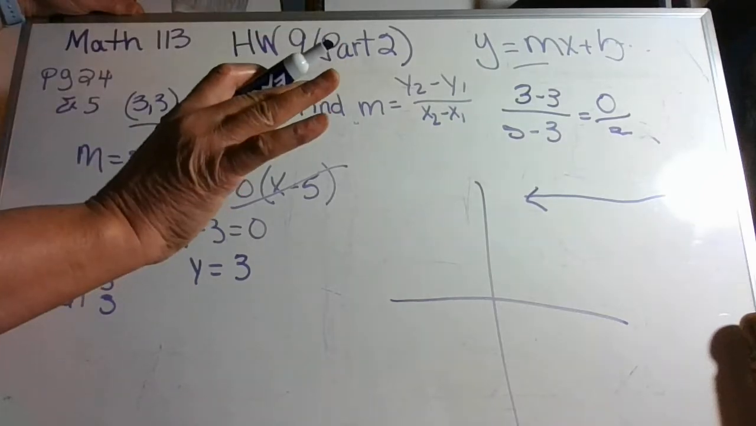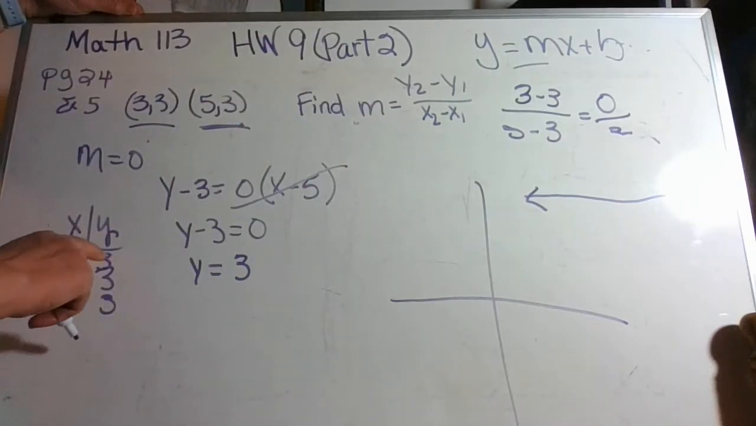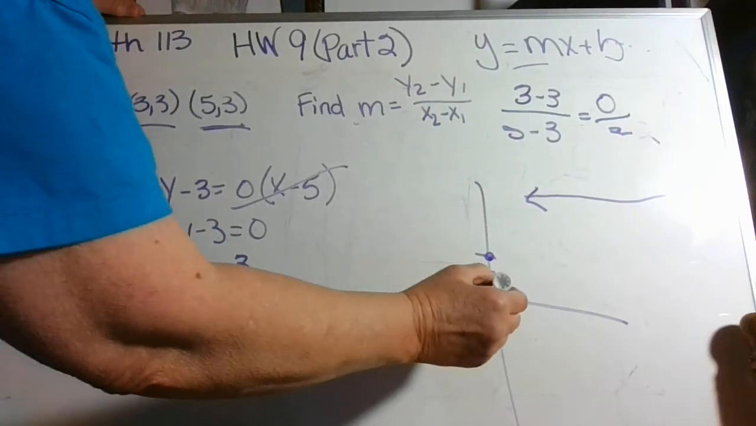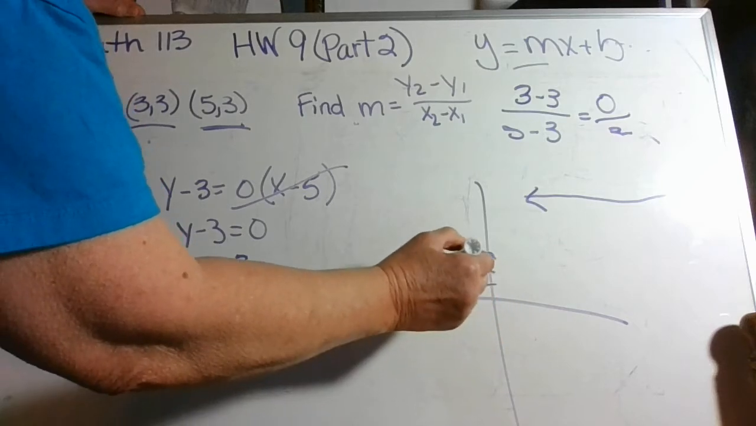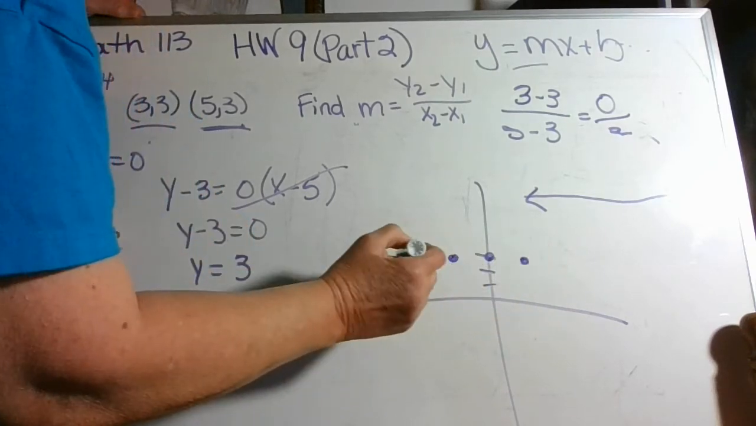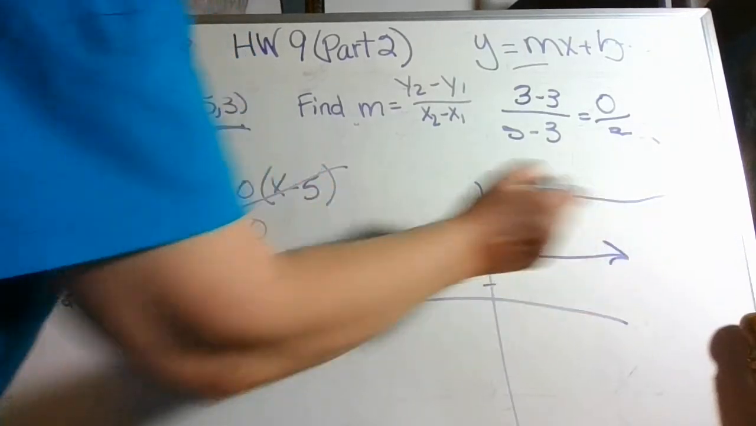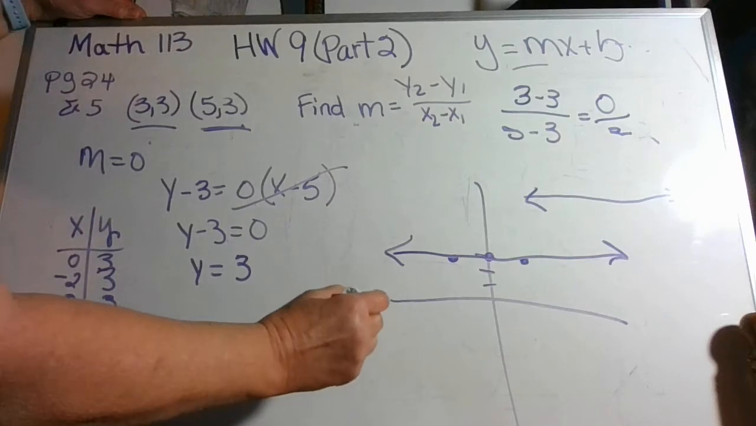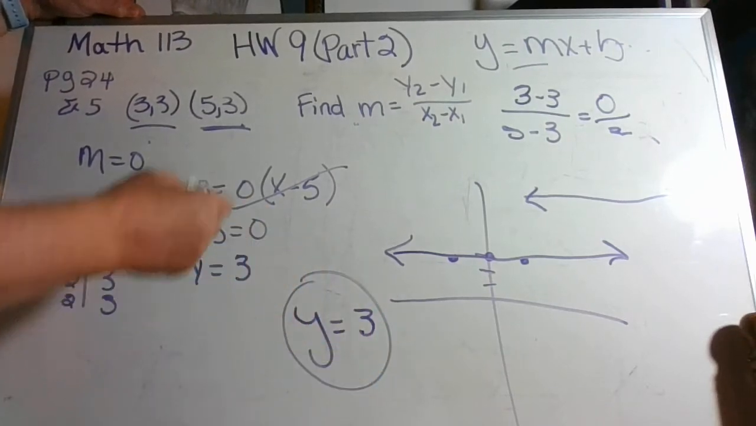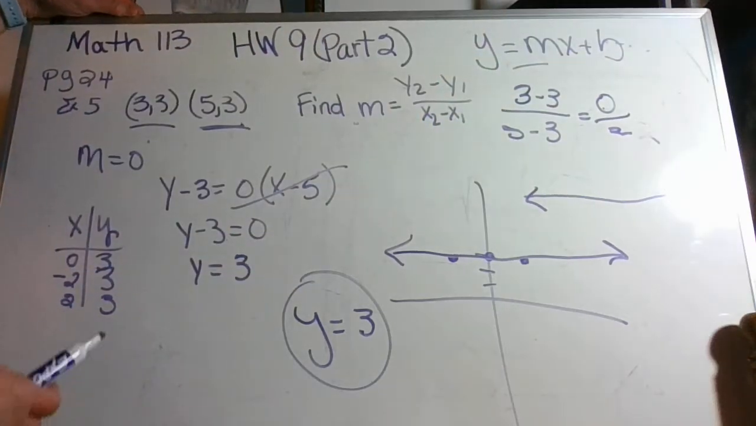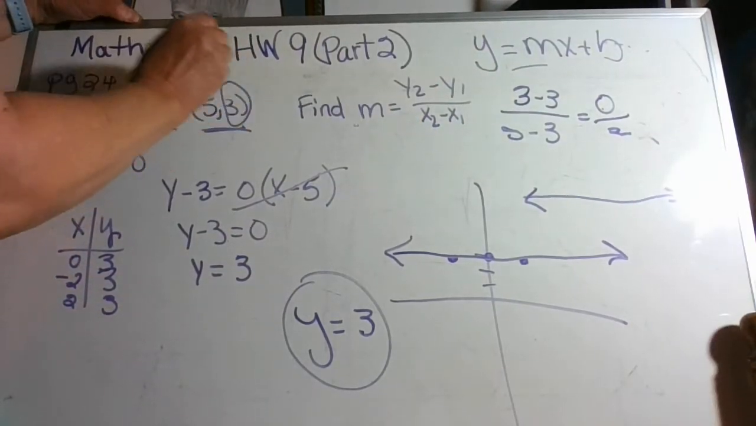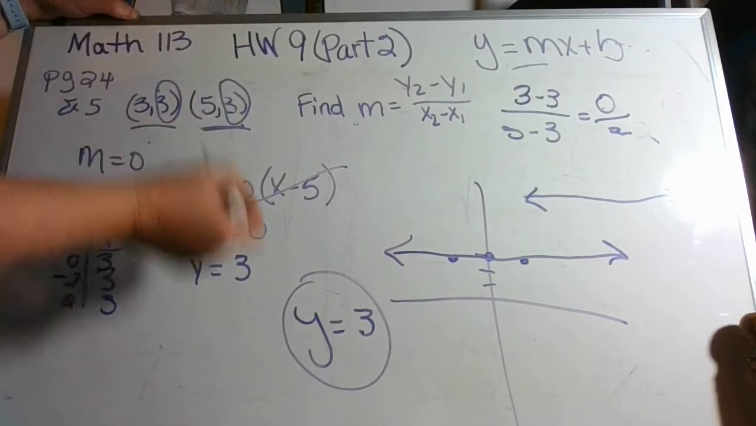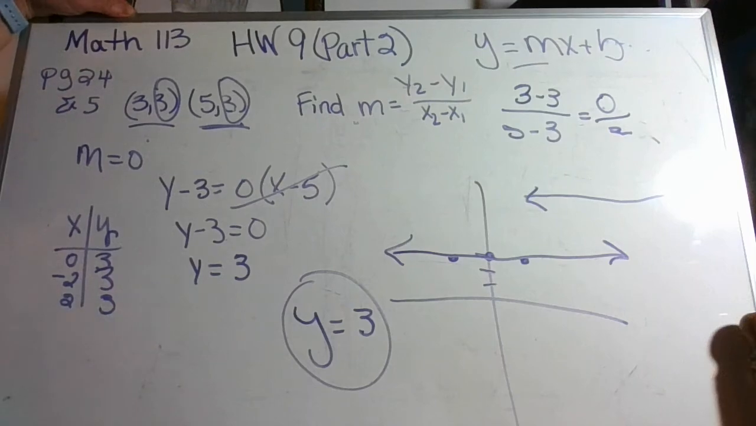Now you don't have to graph these. I'm just showing you how this works. (0, 3), (negative 2, 3), and (2, 3). Notice it's a horizontal line with y equal to 3. Anytime you have 0 for the slope, you are going to have y equals whatever the two values here are, and they'll always be the same if the slope is 0. Does that make sense? Good.